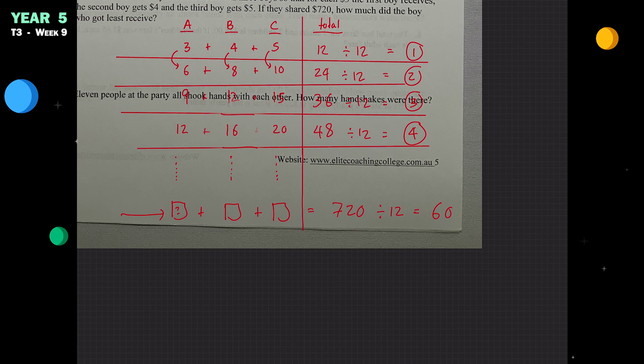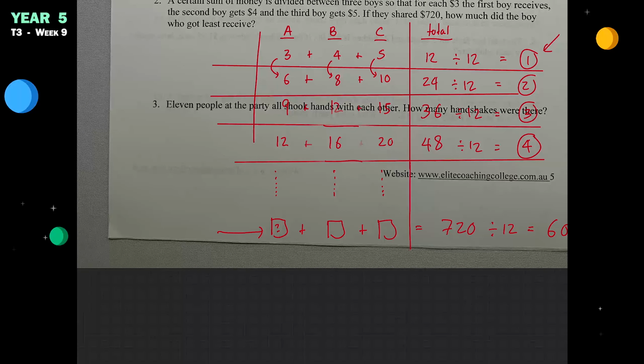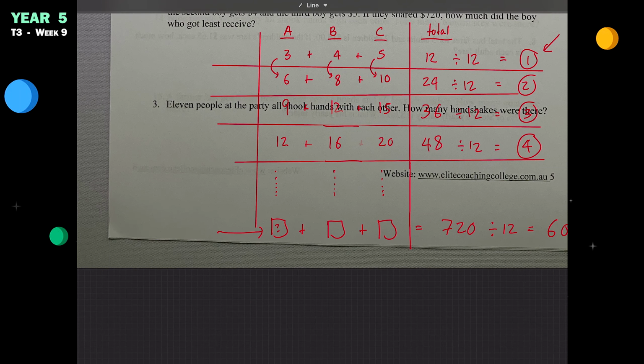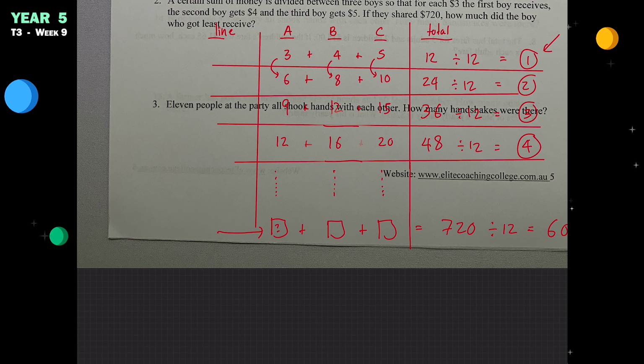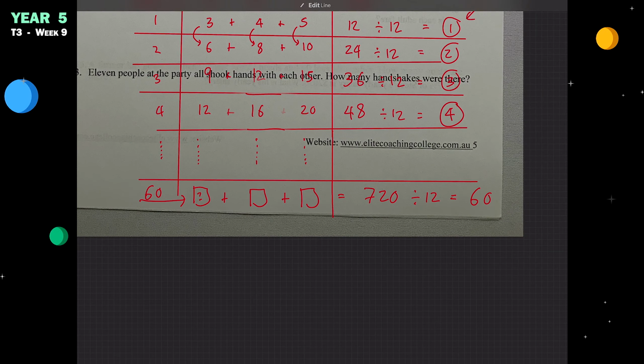Well, you can think about it and deduce that this number is the line number. So what I mean by line number is this. So I'm just putting a line. So line number 1, line number 2, line number 3, line number 4, and then this one will be line number 60, because we figured out that that's line number 60, right?